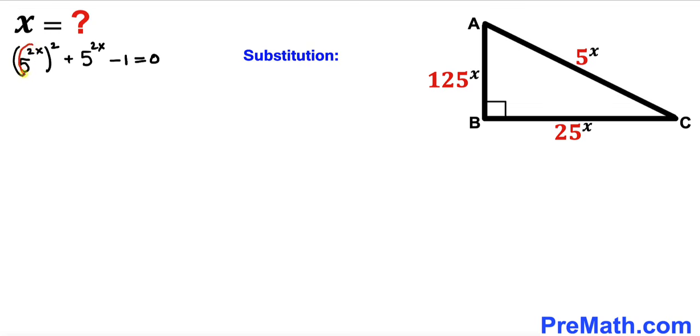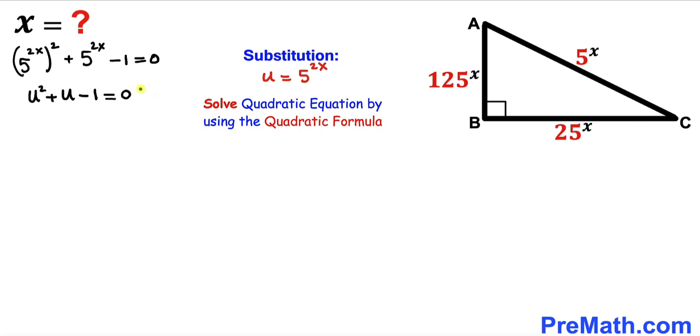And here's our next step. Let's assume that this 5^(2x) is equal to u. Then this 5^(2x) is going to become u as well. So we are going to make a substitution. Let's assume that u equals 5^(2x), and make sure that u is a positive number greater than 0. Then this equation is going to become u squared plus u minus 1 equals 0.